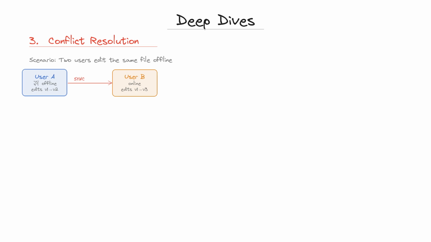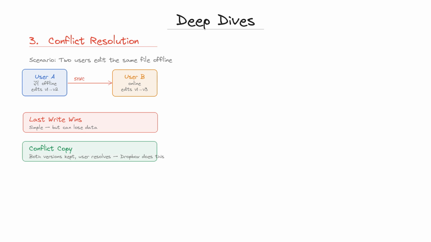There are a few approaches. Last write wins. Simplest, but you might lose data. Not great for documents. Conflict copy, what Dropbox actually does. Both versions are kept. The file gets renamed with a conflicted copy suffix. The user resolves it manually. Safe, but can clutter your folder.